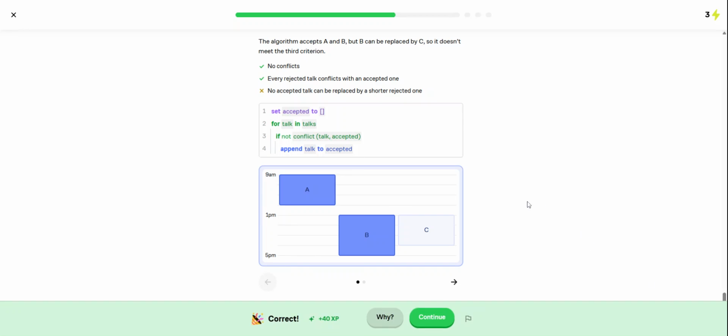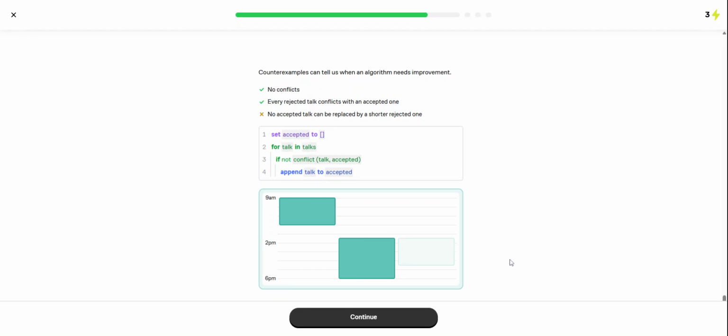Yes, once again, the algorithm accepts first A and second B, but B can be replaced by C, so it doesn't meet the third criterion. So here's another schedule that satisfies all three criteria, which the algorithm does not find at all, A and C. So similar problem here, you have to figure out and consider which of them will be selected and prove the counterexample that contradicts the statements given above, like the descriptions I've already explained to you. So, alright, better watch out for it again. Let's click continue, by the way.